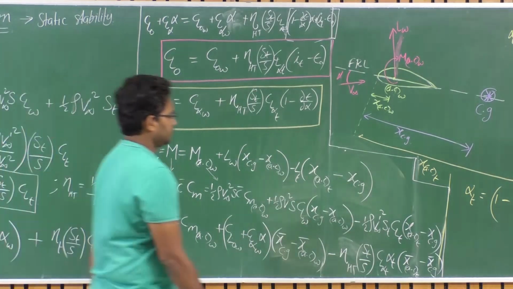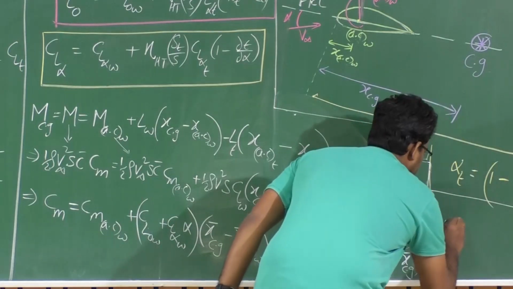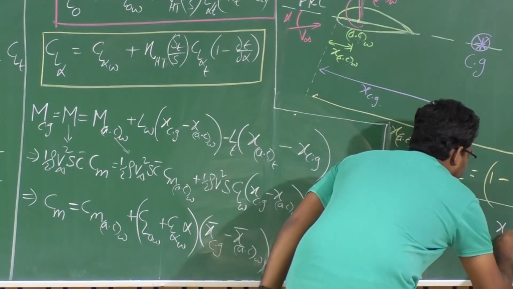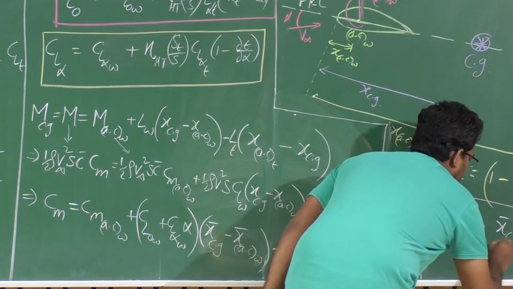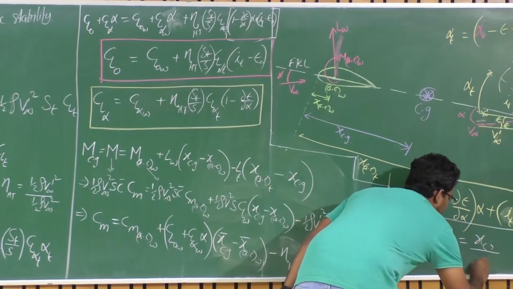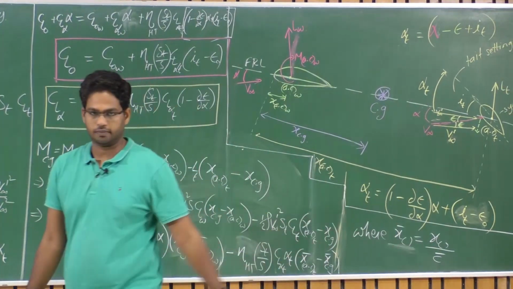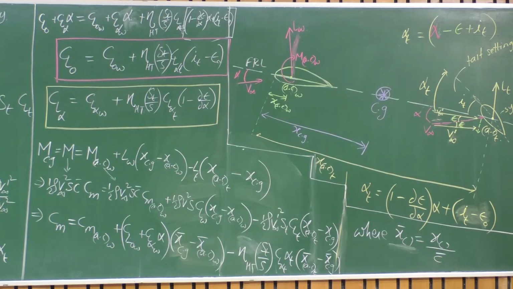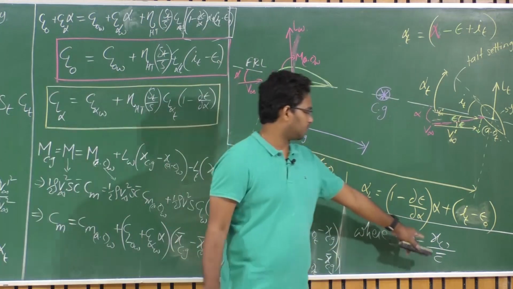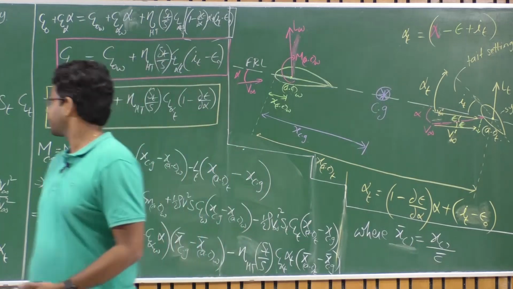So where x bar is equal to x upon c bar. You can have anything in the subscript, either CG or AC or XAC of T or wing. Right? It's a non-dimensional length, isn't it? I am dividing length by c bar, which is the characteristic length, so what I get is a non-dimensional length here.